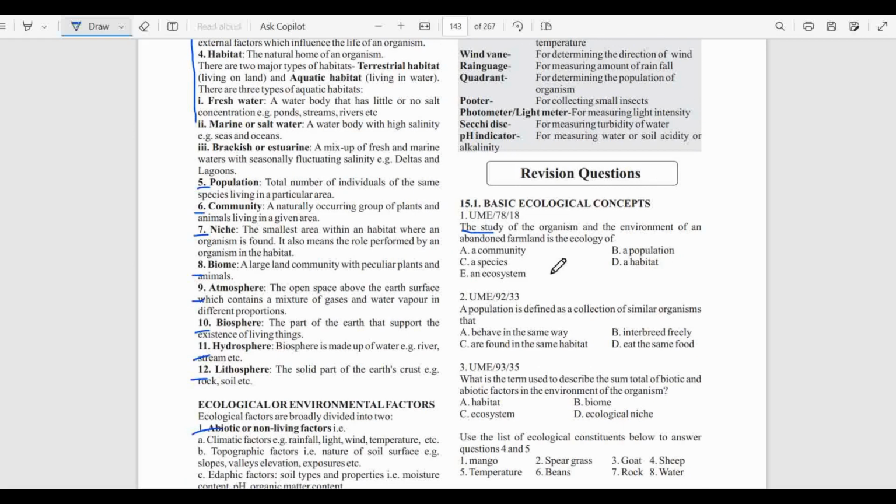Doesn't make sense. The right answer to this question will be option E, and the reason is because ecosystem is a self-supporting unit consisting of the biotic. Now, the study of living organisms, that's the biotic here, and the environment, the study of the environment of an abandoned farmland, that's the abiotic. So when you have the continuous interaction of biotic and the abiotic components, that gives you the total, the full picture, which is the ecosystem, right?